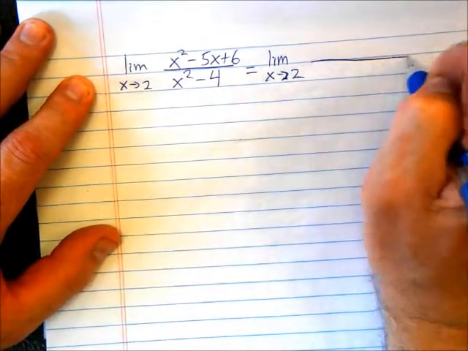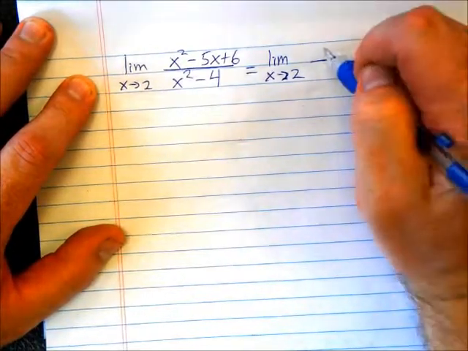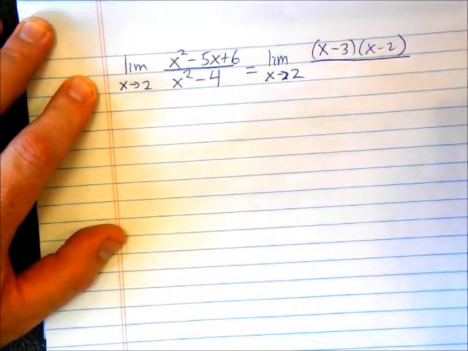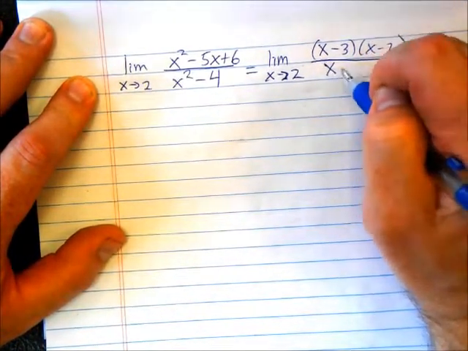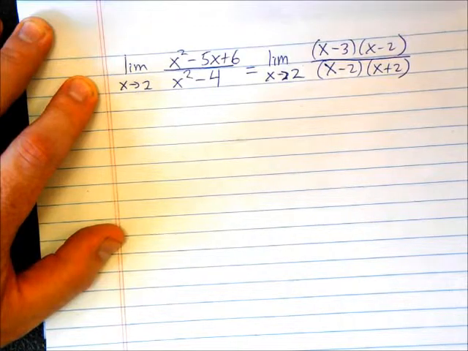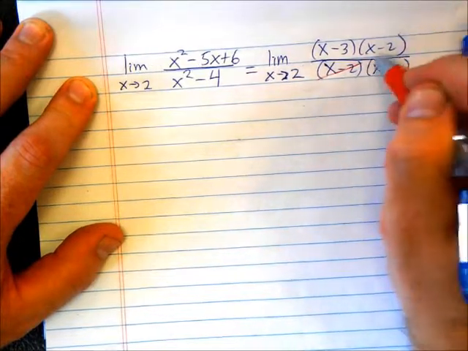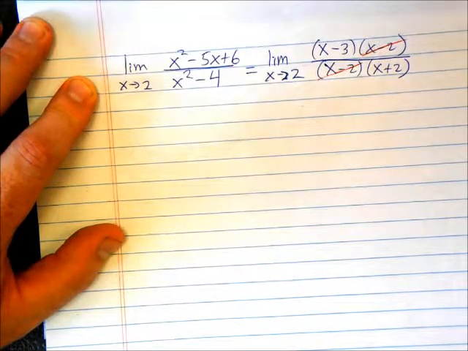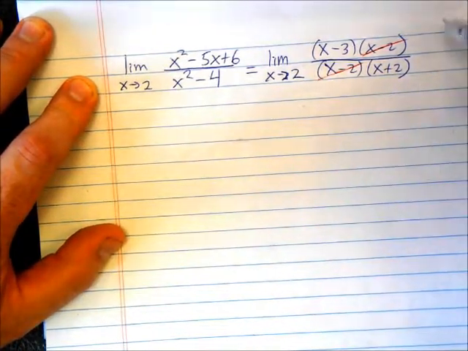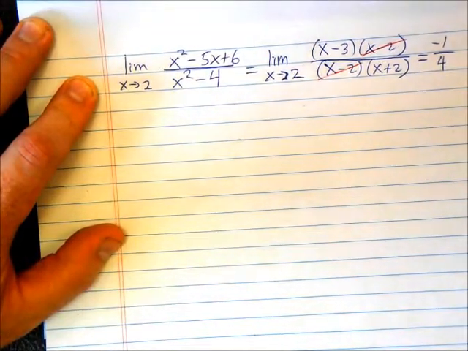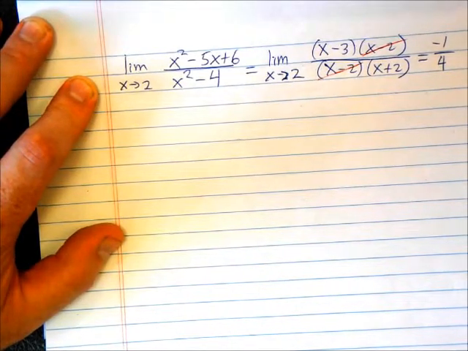Of. Can you factor the numerator? Yes, it factors as x minus 3 times x minus 2. Can you factor the denominator? Yes. x minus 2 times x plus 2. And now a really good thing happens. What's the really good thing that happens? The x minus 2's cancel out. Now can I take the number 2 and plug it in? Yes, I can, because I no longer have 0 down on the bottom. So now when I plug in 2, what do I get? Negative 1 over 4. So there's my limit, negative 1/4.